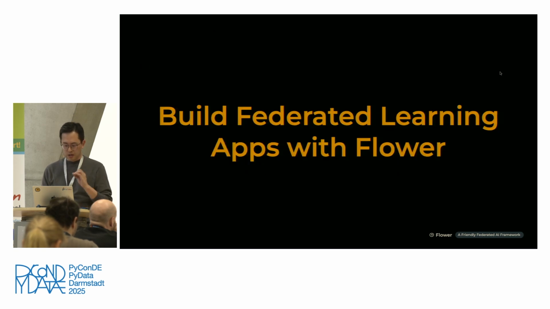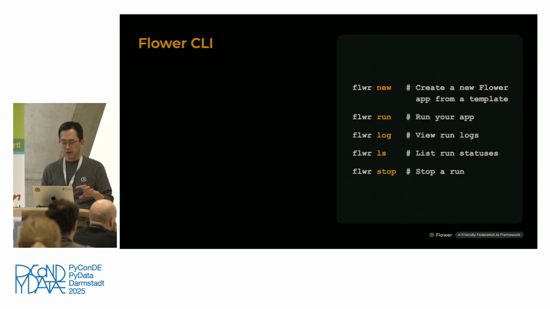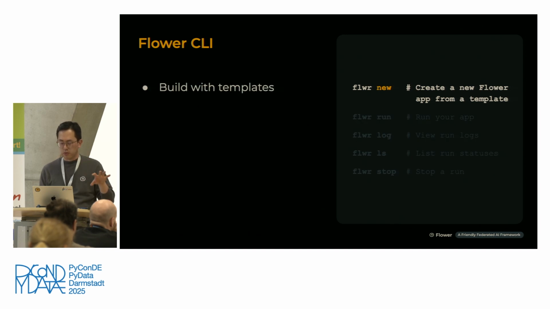Okay, cool. Now we go to a bit more technical part. So we breeze through that. We want to build FL apps with Flower. We'll introduce you to the Flower CLI. There are 5 core Flower CLIs, starting from flwr new, and that creates a new Flower app for you from a template. All of this reduces the boilerplate code that you need to write to build a Flower app, and helps you iterate much more quickly. So it helps you build with a template.